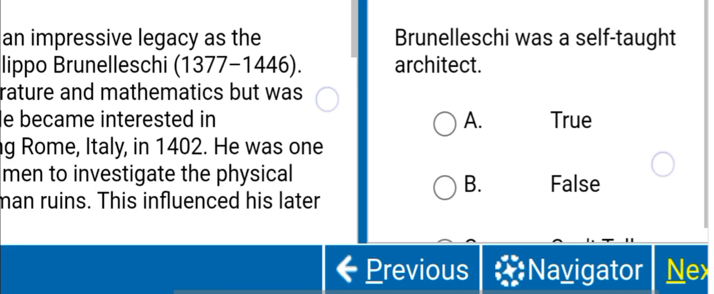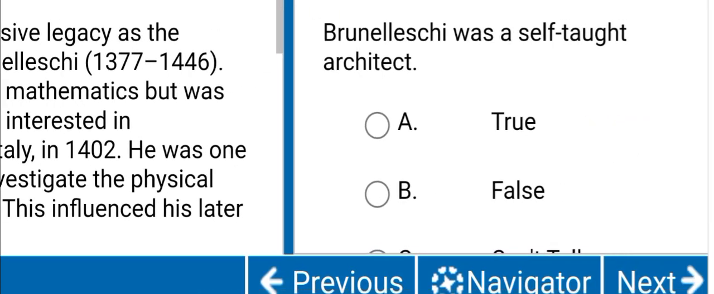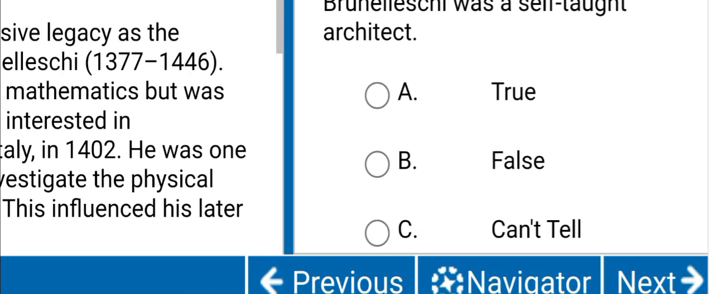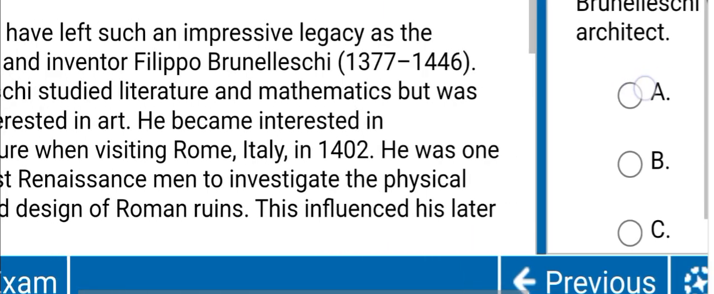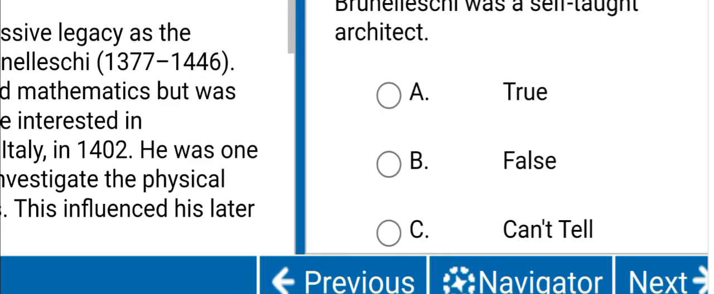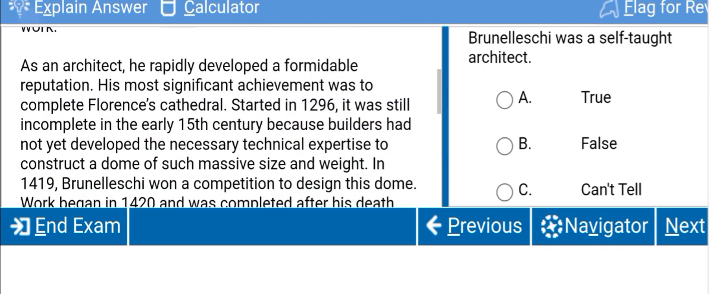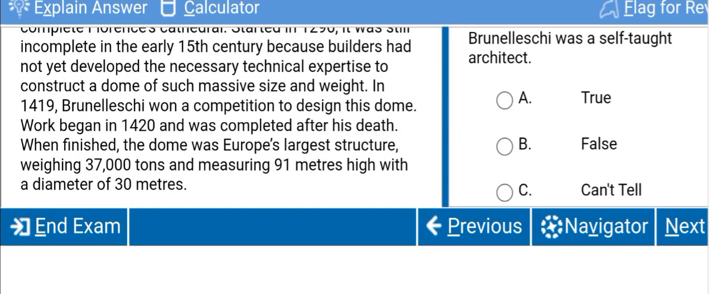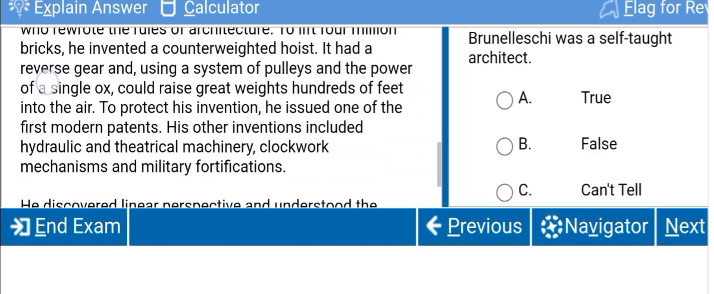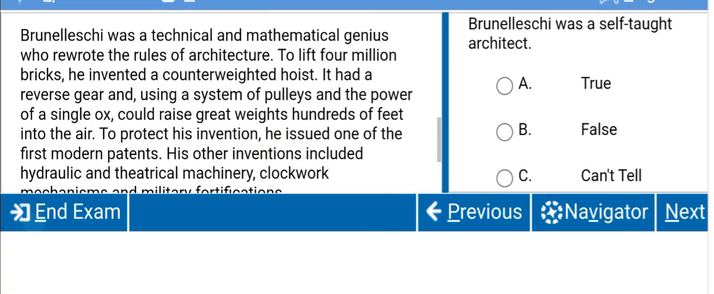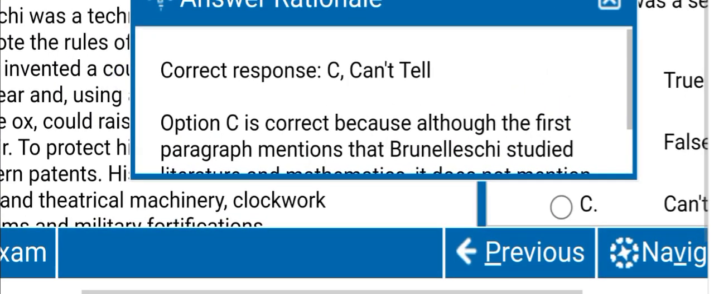Okay, so next we have that Brunelleschi was a self-taught architect. Option A, true. Option B, false. Option C, can't tell. So here you can use self-taught architect as your keyword to find your answer from this passage. Was he a self-taught one or not? So option C is correct, which is can't tell.